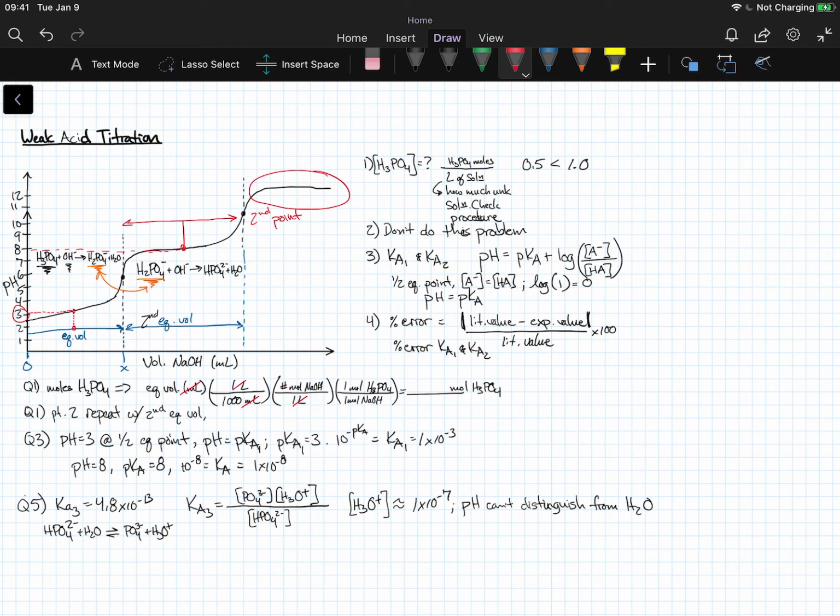We're going to be doing more of these problems in the next chapter, where we actually calculate what the pH would be along these points as we add in various amounts of a strong base into a weak acid and vice versa.